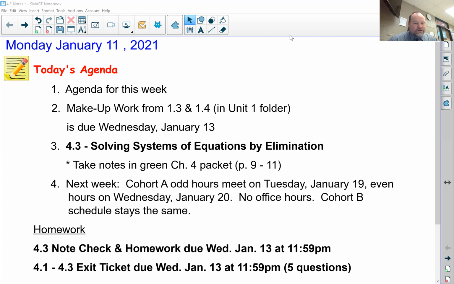Homework for the lesson we're going to do today. There is a note check and a homework assignment and an exit ticket. So a couple of things to do in this assignment folder. So make sure you get those things done.